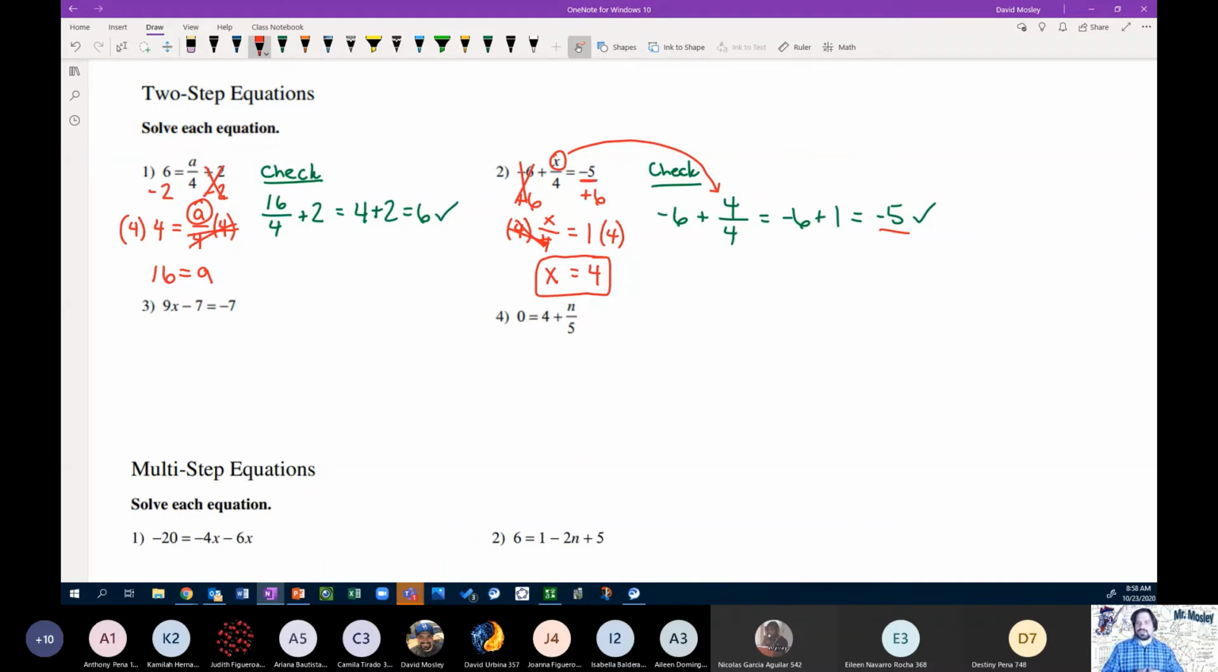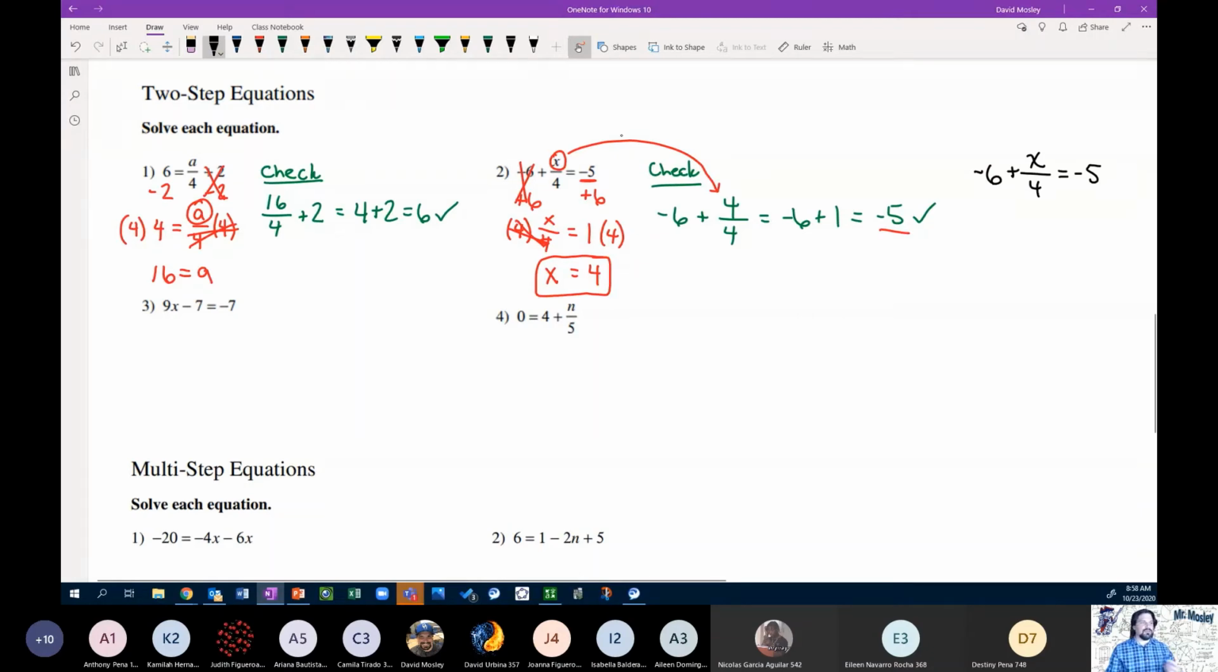And then Nicholas' question, he's asking me to break down what I did. For question number 2 here, I'm starting with the equation -6 plus x divided by 4. This is the function, so to say, and I want to know what value of x will make this thing equal to -5. So that's what I'm trying to solve.